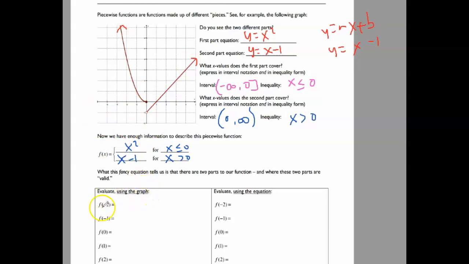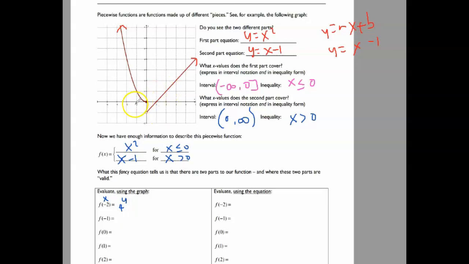Evaluate using the graph. Some of you are still confused about what this means. This means find the y value when x is negative 2. So find the function value y when x is negative 2. Let's see on the graph when x is negative 2. What's the y value? 4. So it's the point (-2, 4), so the answer is 4.